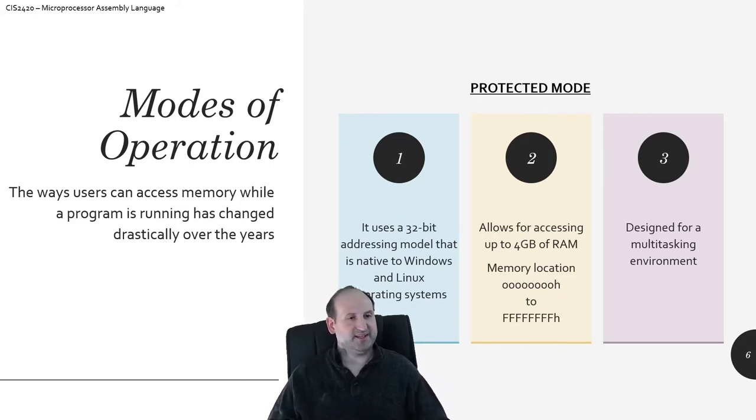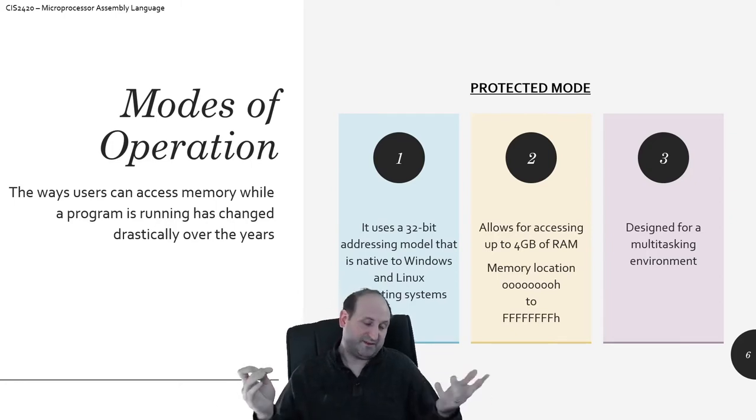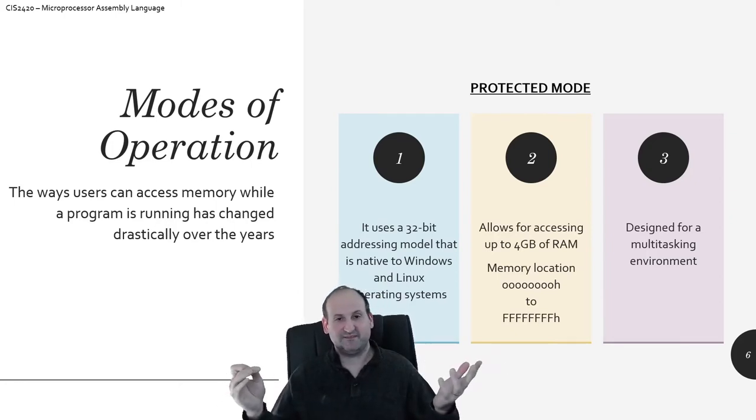So over the years, there have been many different ways that we've been able to have our computer operate. So, modes of operation here. Like I said, protected mode. Protected means exactly what you think it is. It's the more modern way of doing things. Basically, Windows 95 ushered us officially, into the mainstream, into this kind of thought process.